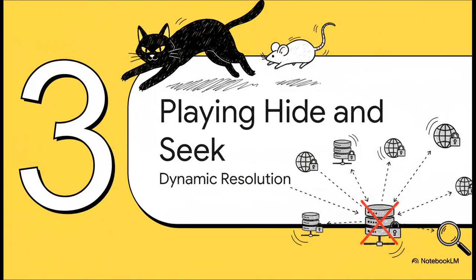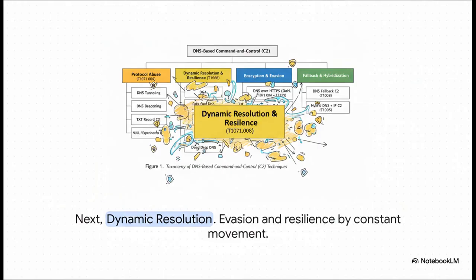But hiding in plain sight doesn't work forever. Defenders eventually catch on, and that's why attackers have to play this constant game of cat and mouse. If their C2 server stays in one spot for too long, bam, it gets blocked. So the rule is simple: never stay put. And that brings us to our second category, dynamic resolution and resilience.